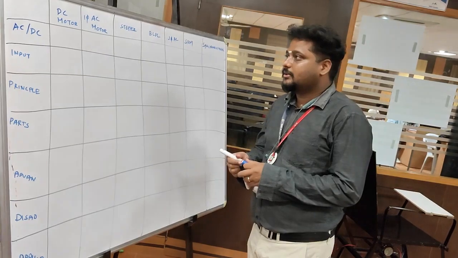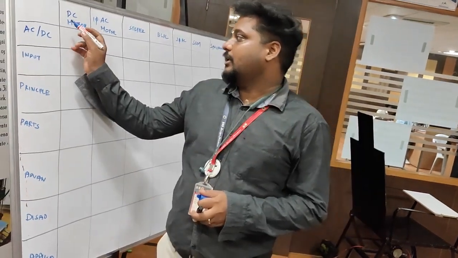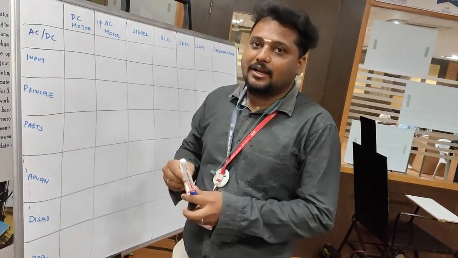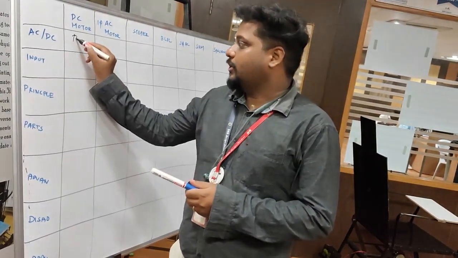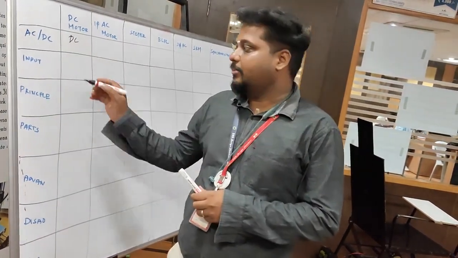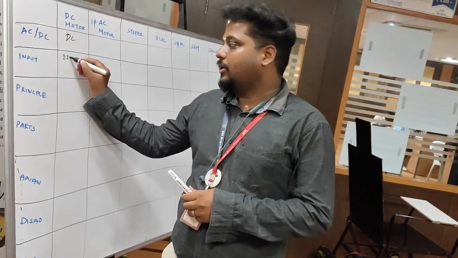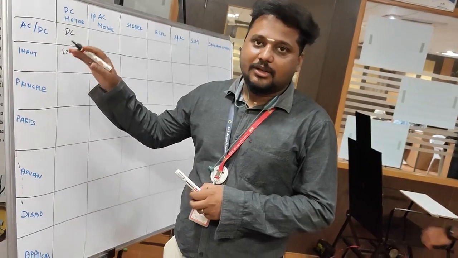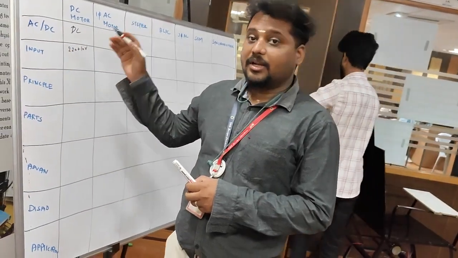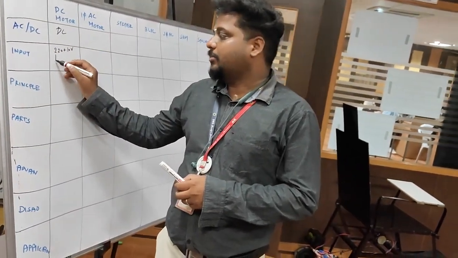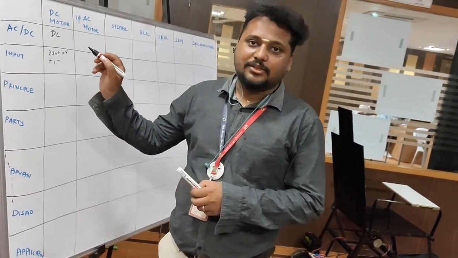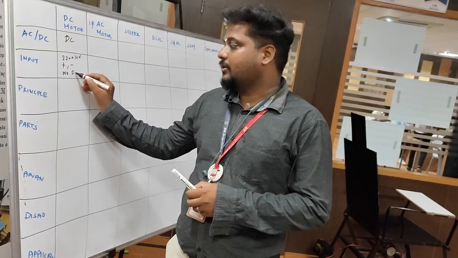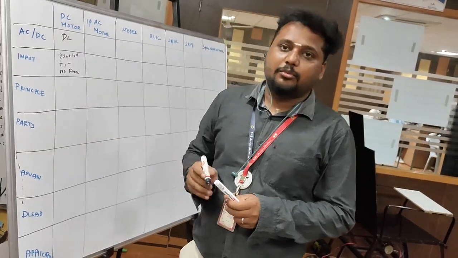We start from DC motors. The name itself is DC motor, so the motors come under direct current motors. The input of the DC motor is 220 plus or minus 10 volts. It may be 230 volts or 210 volts. The input supply is plus and minus, that is positive and negative. There is no frequency in this input supply.